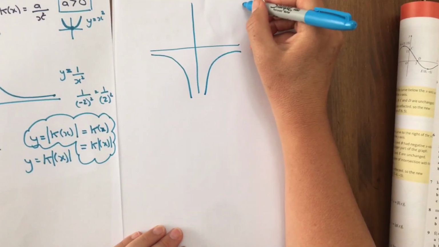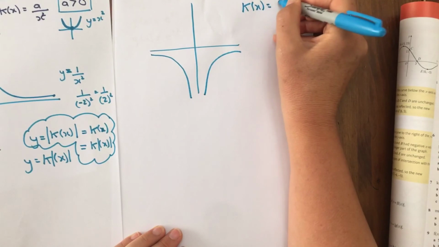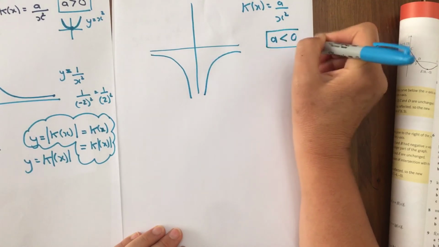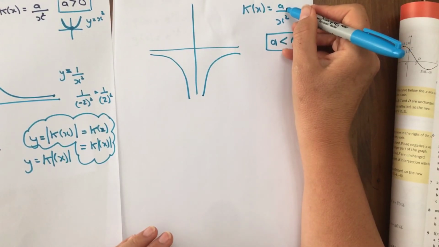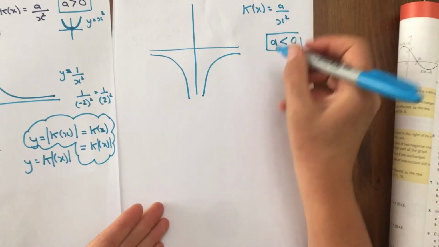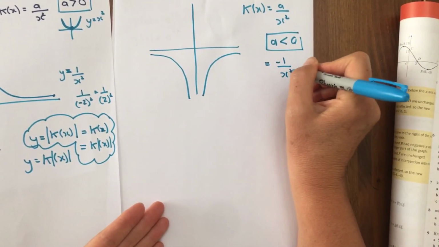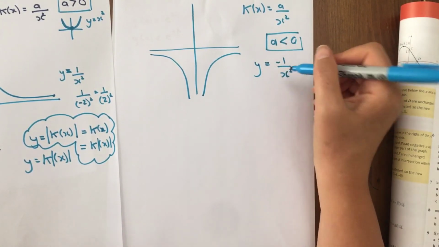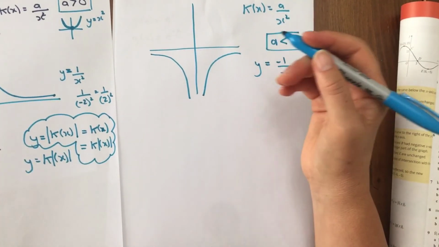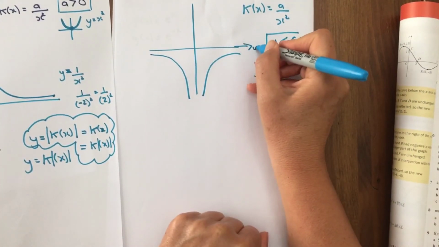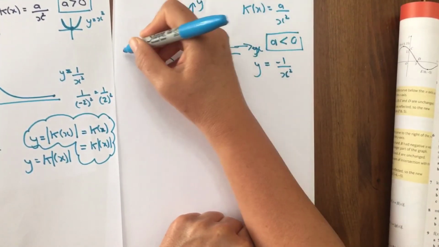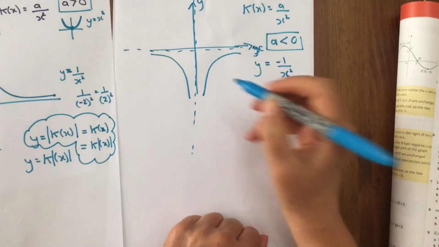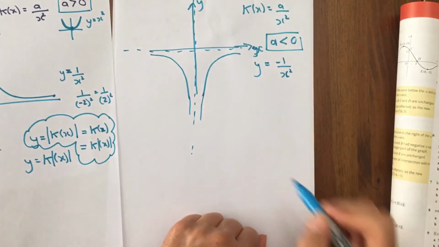So this is what you get if k of x equals a over x squared and a is less than 0. a is negative. Because if a is negative, say for example if a was negative 1, if you were sketching this, everything will be negative, all my values, because x squared is always positive. So it's the same shape but just making it all negative. Okay, so x and y. So we've got an asymptote here and an asymptote here. So this will tend towards the asymptote and this will tend.